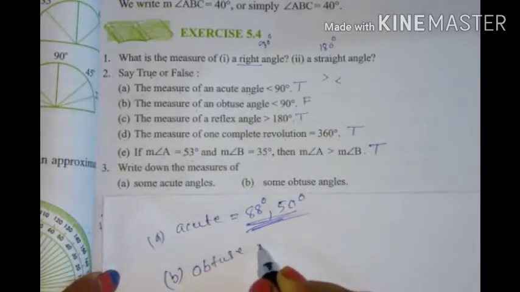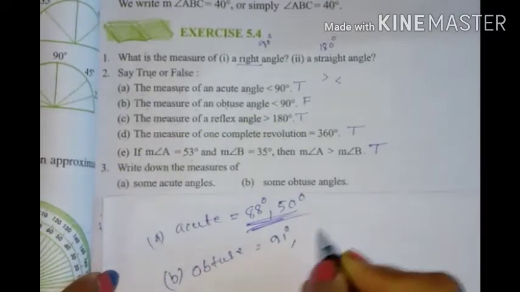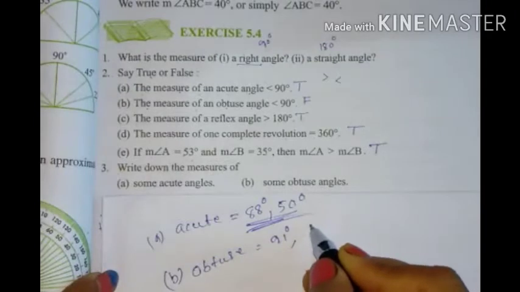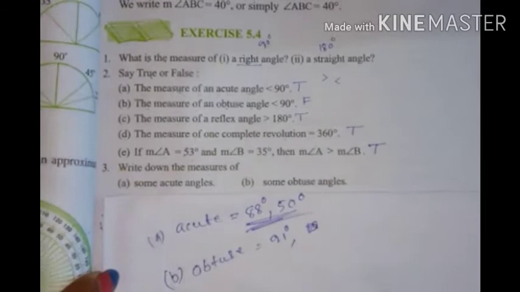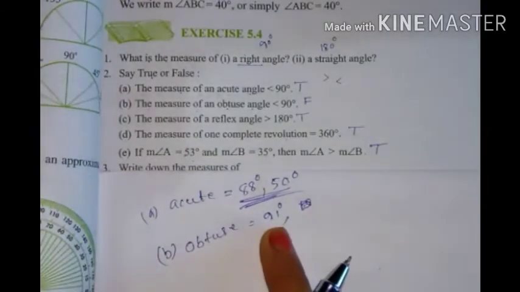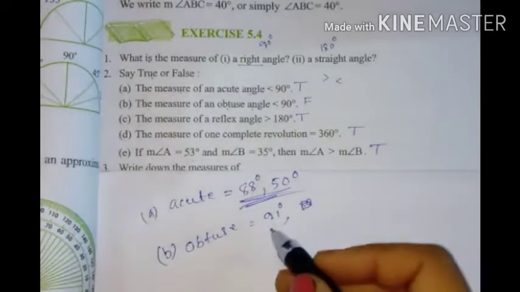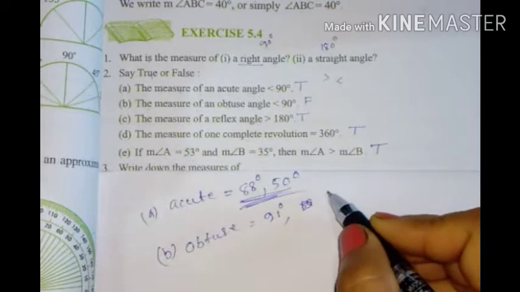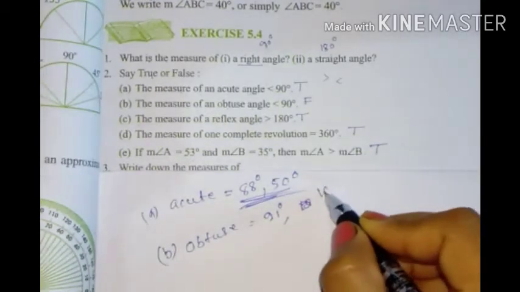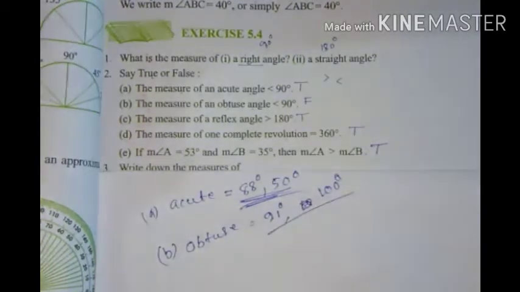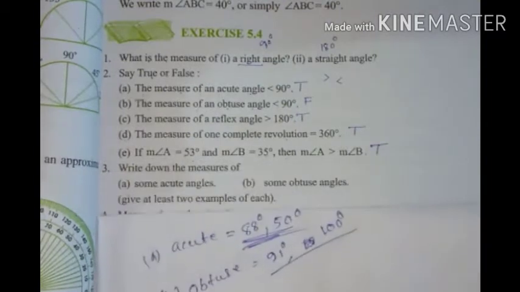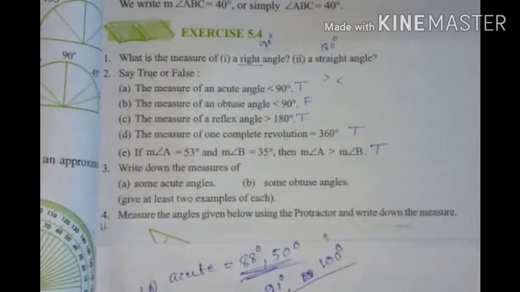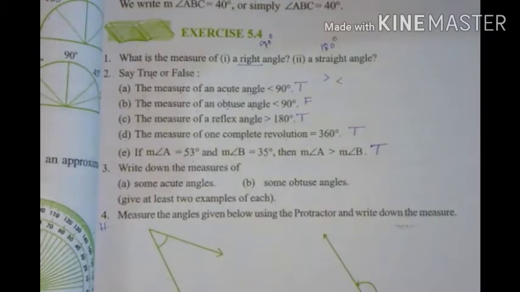So greater than 90, yes, 91 is also right, but it must be less than 180 degrees. An obtuse angle is less than 180 but greater than 90 degrees. So you can write 100 also. You can write any degree. I'm just giving an example, you write by yourself. Now the last question is question number 4.